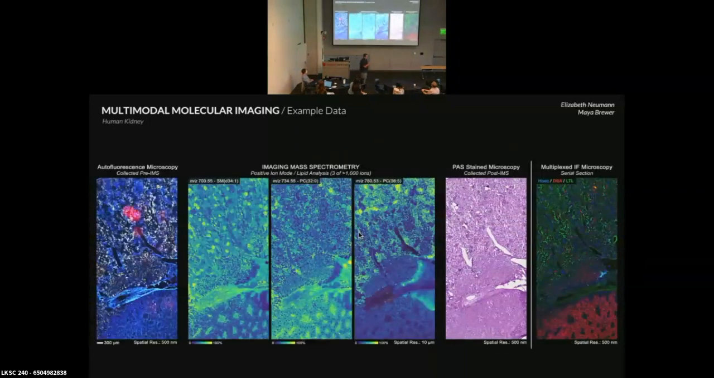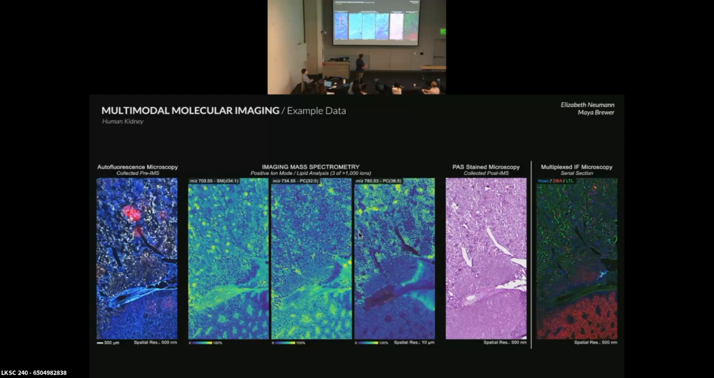Okay, so everything left of the white line is collected on the same piece of tissue. So we start off with autofluorescence microscopy. We generate the imaging mass spec data set. These are just 3 example lipids, a sphingomyelin and 2 phosphatidylcholines, and their distributions. But again, we have thousands of molecular distributions. And importantly, we don't damage the tissue. If you run the experiment appropriately, you're just etching off that matrix. You're not actually damaging the tissue.